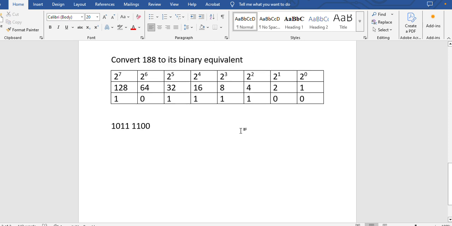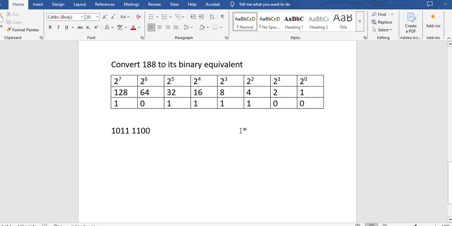This was the rough work. So the answer is 1 0 1 1 1 1 0 0 in binary. You can have a space to separate the two nibbles like that. So this is the answer for that question.